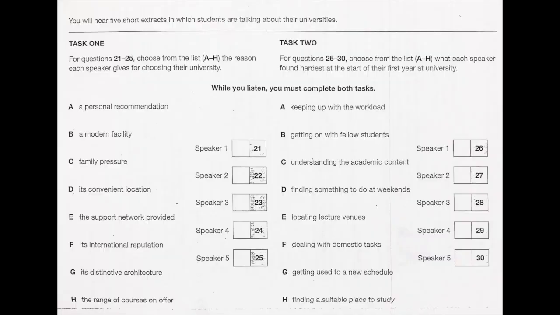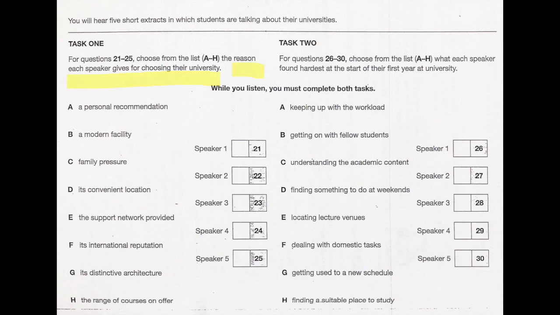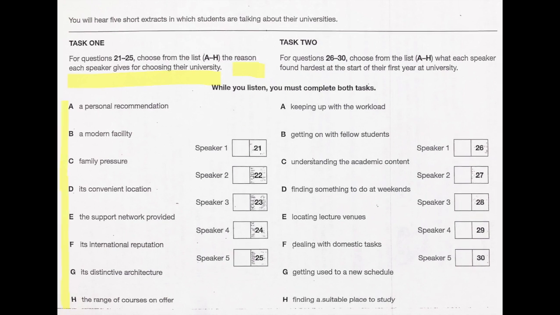That way, as I explain it, it will make more sense. Okay, so here we have the multiple matching task on paper. On the left side, you've got task 1. And your task is the reason each person chose their university. Why did they go there? Simple enough, but notice that you do have more choices than questions. You have 5 questions, but 8 choices. You'll have 3 you won't use.